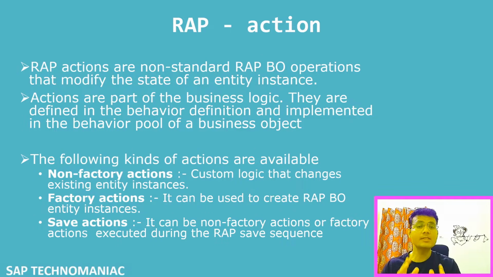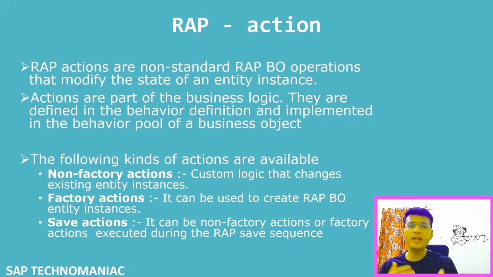We have standard operations like create, update, delete and modify. These standard operations are available for that particular business object entity. Apart from these standard operations, we have some other operations also. We call them non-standard operations, like the ones we are going to discuss: actions and functions. What is the use of the non-standard operations?